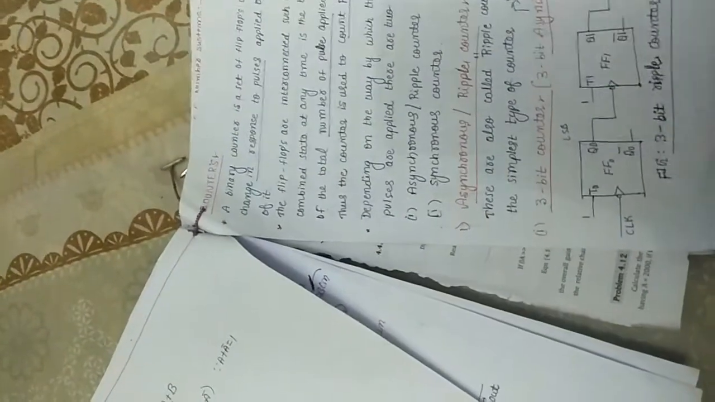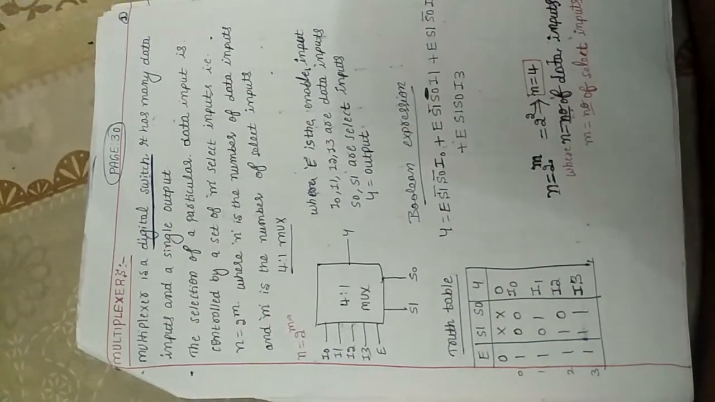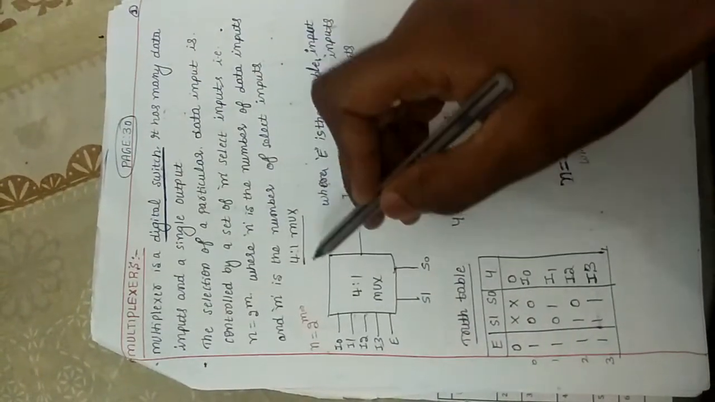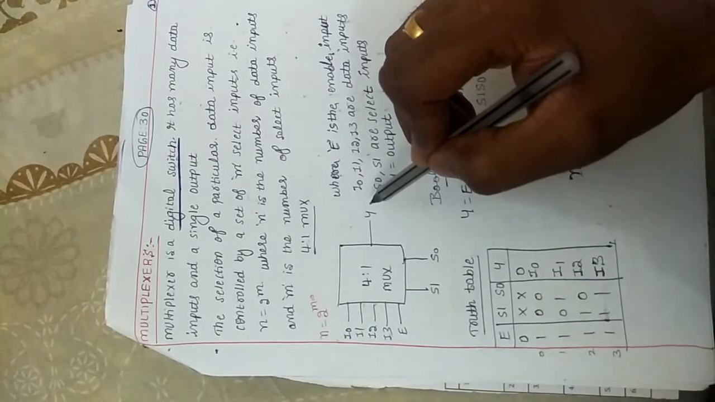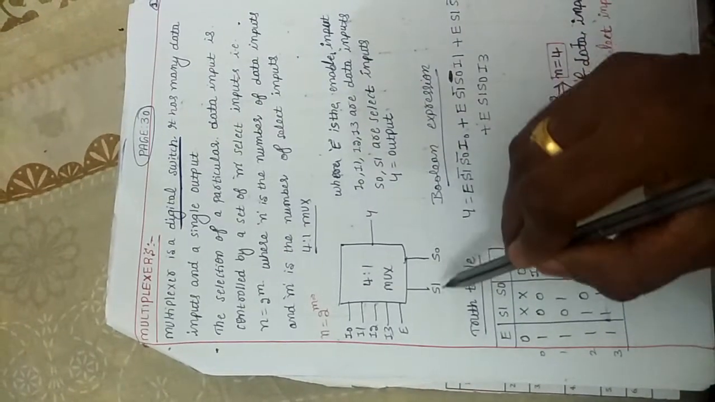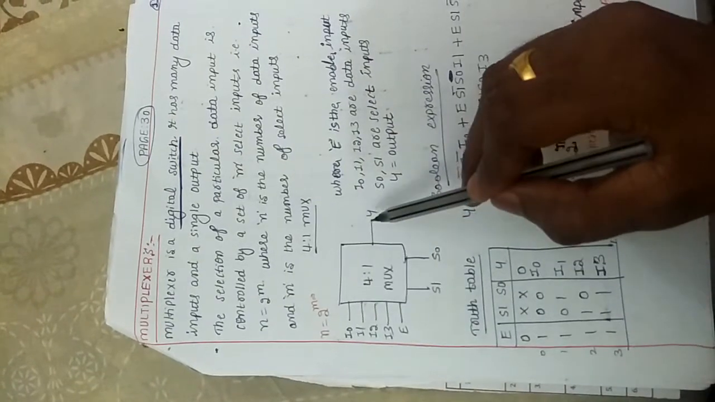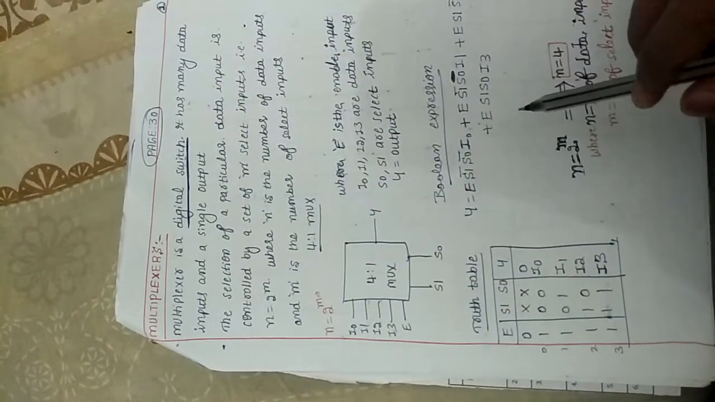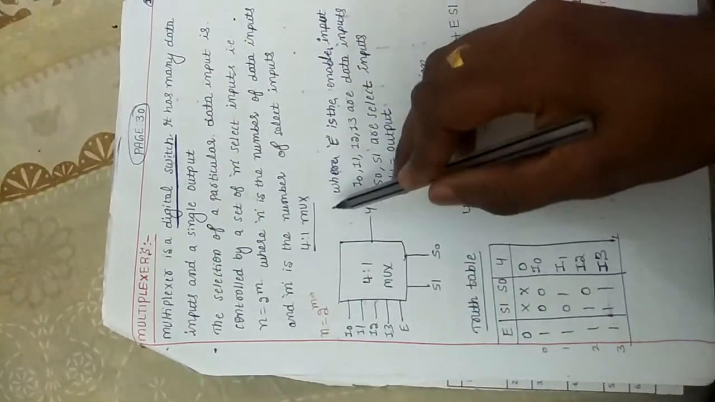So that is about the full adder. Next we will move on to the multiplexer. A multiplexer is a digital circuit with many inputs. Here you can observe I0, I1, I2, I3 and a single output. Based on the selection of the select lines, the selected input will appear at the output. So this is a 4:1 mux: 4 inputs, 1 output.